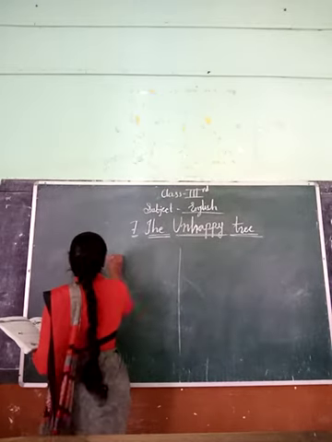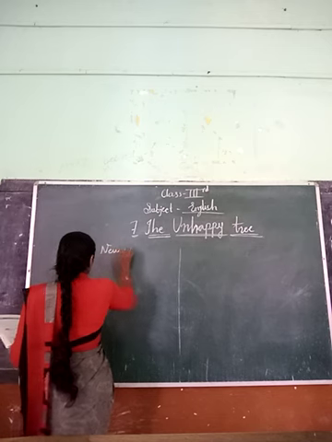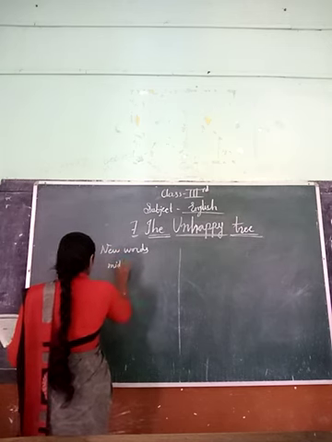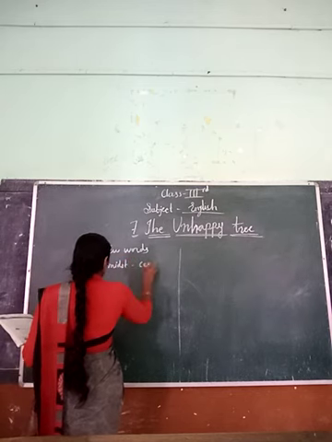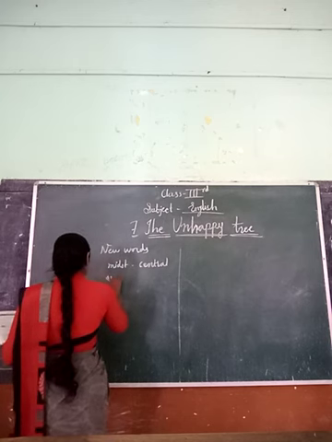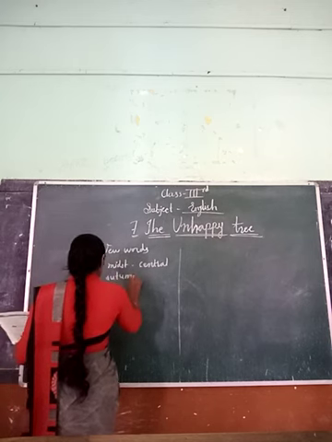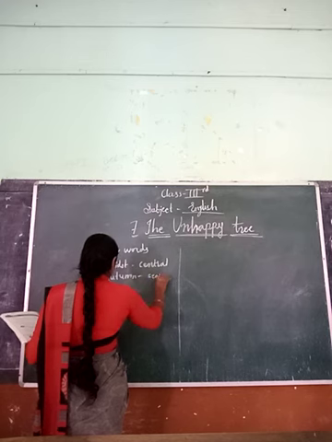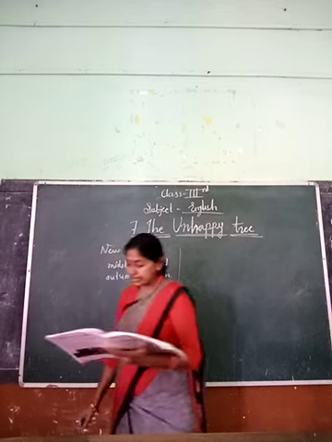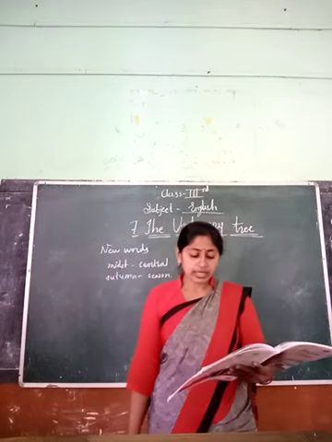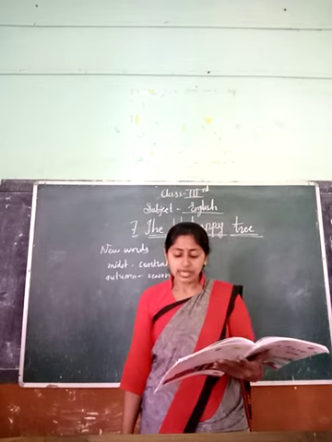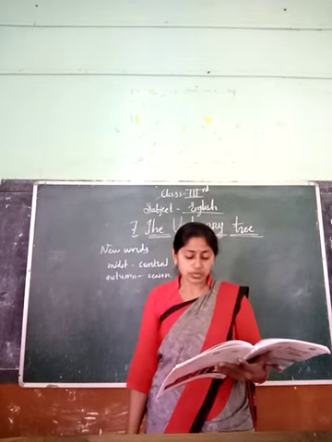I have written new words. Here, midst means central, and autumn is a season name. Next, other big trees covered it with their colorful leaves, and in winter it was dressed in beautiful fresh snow.